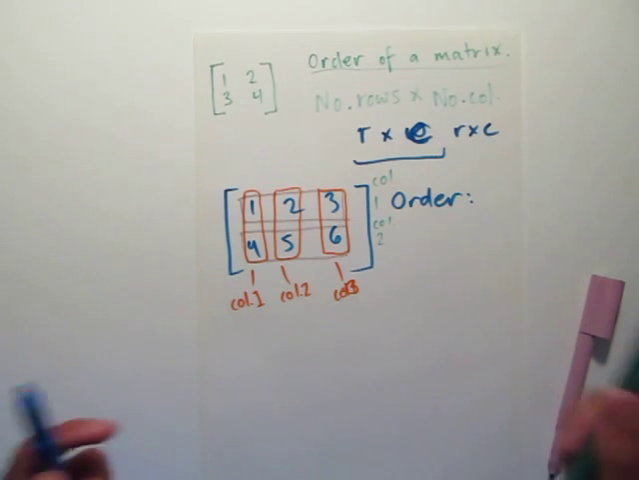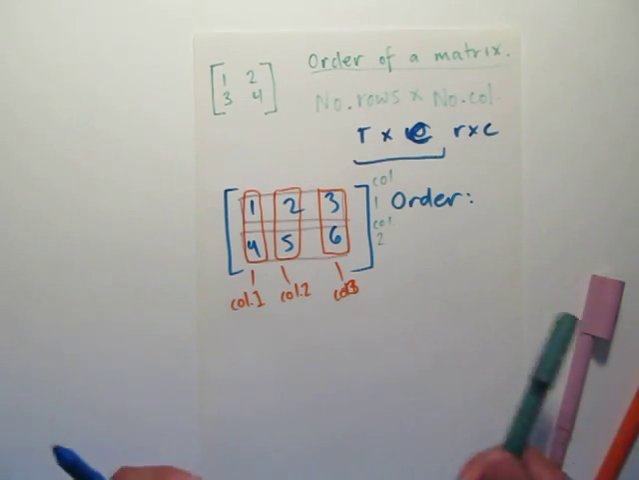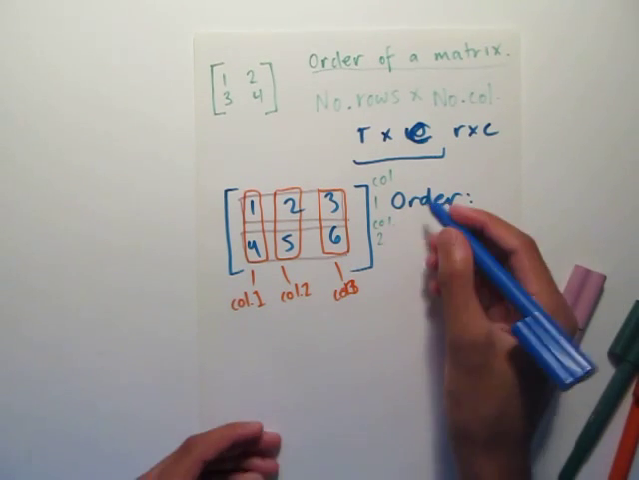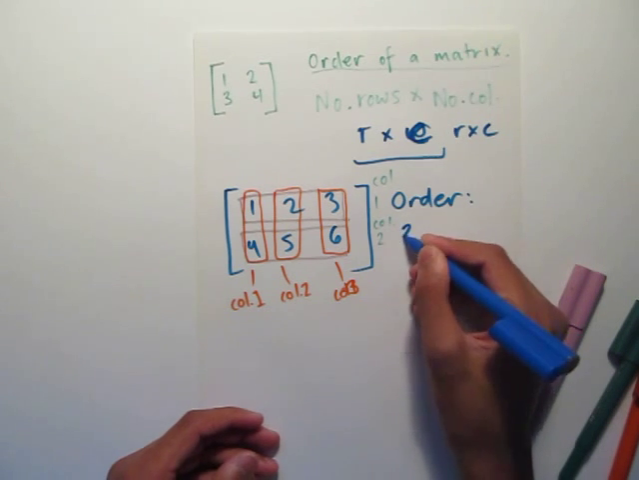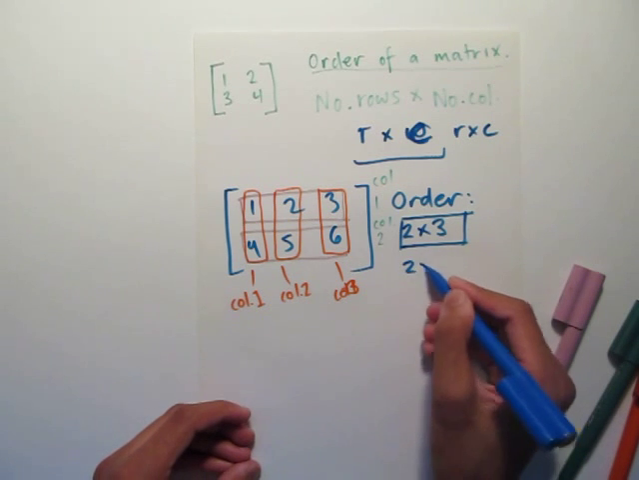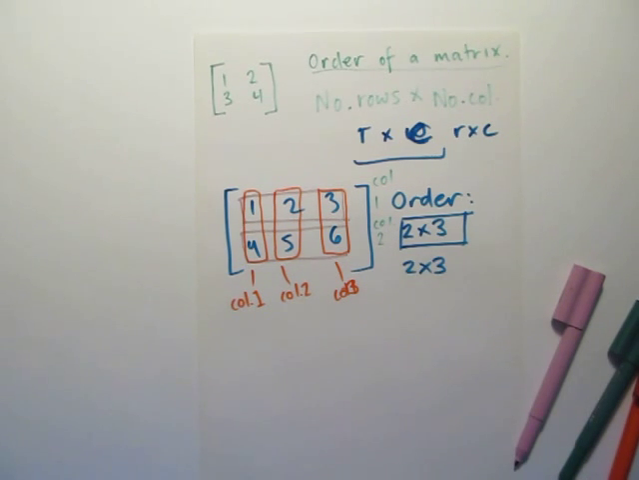Okay, so rows times columns. How many rows are there? There are 2 rows. How many columns are there? There's 3. So the order of this matrix would be 2 times 3. And this is how you would give it. Just 2 times 3.